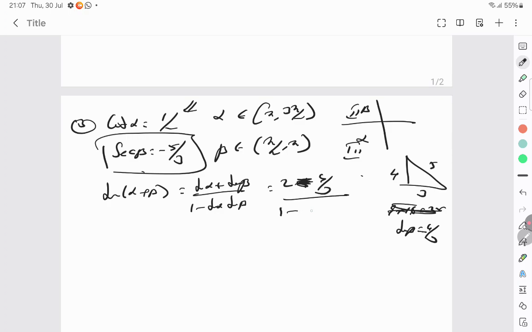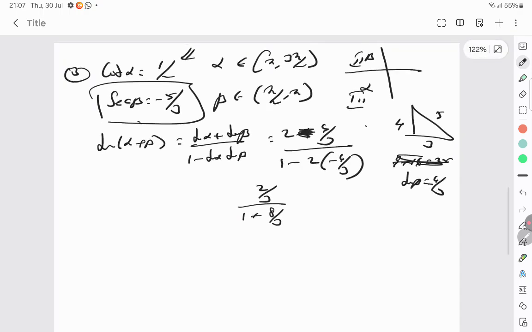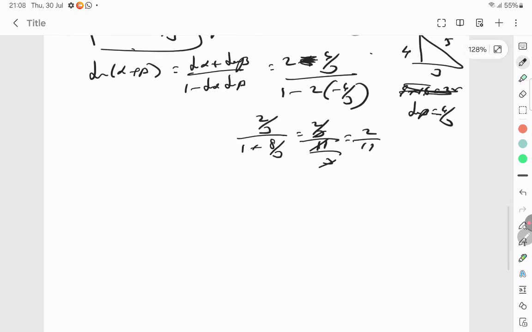Correct? So it is (2 by 3) by (1 minus 2 into minus 4 by 3). So it is 2 by 3 by 1 plus 8 by 3. And so you get 2 by 3 by 11 by 3. 3 get cancelled. So 2 by 11 is your answer. Okay, so let's go to the next sum.